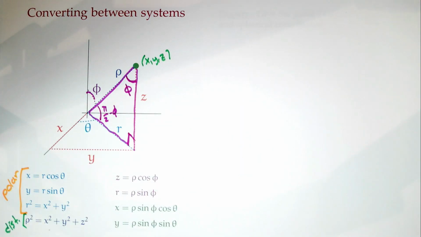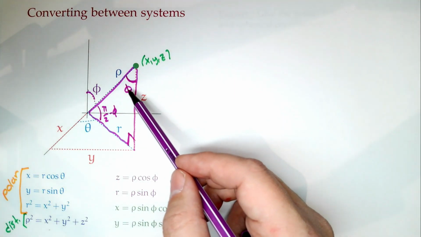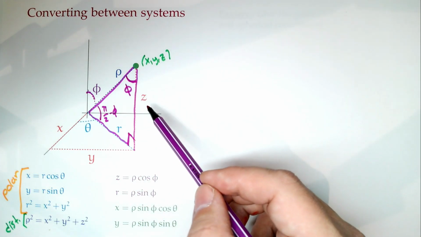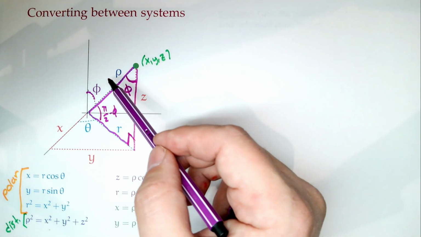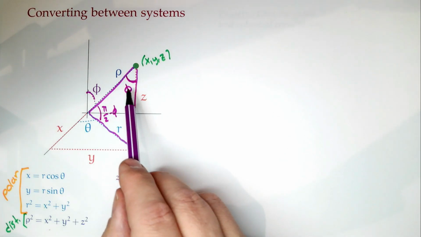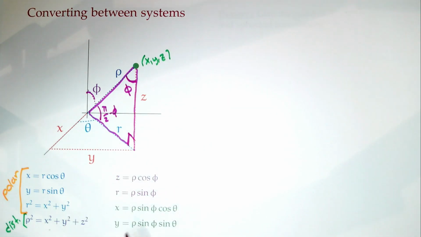Now what I have is a right triangle, and I can do the same trick I did when we talked about the polar coordinates. So, for instance, I can say that the ratio of the adjacent to the hypotenuse, z divided by rho, is cosine phi. So that becomes z equals rho cosine phi. The opposite, so opposite over hypotenuse, r over rho is sine phi, so r equals rho sine phi.